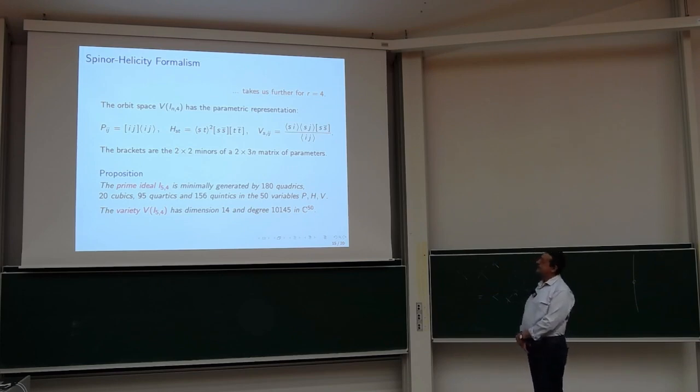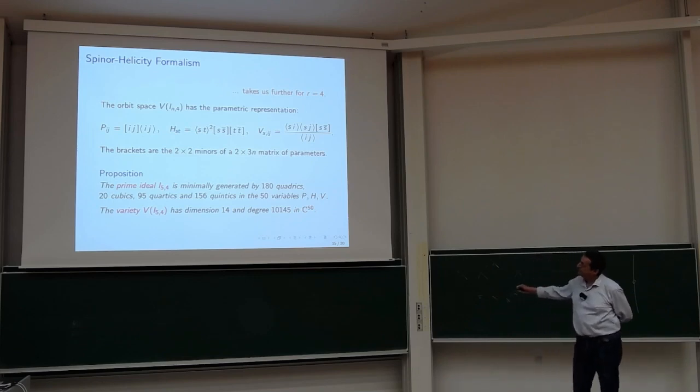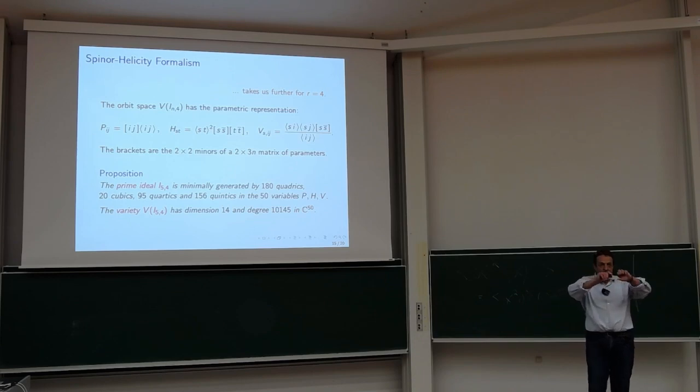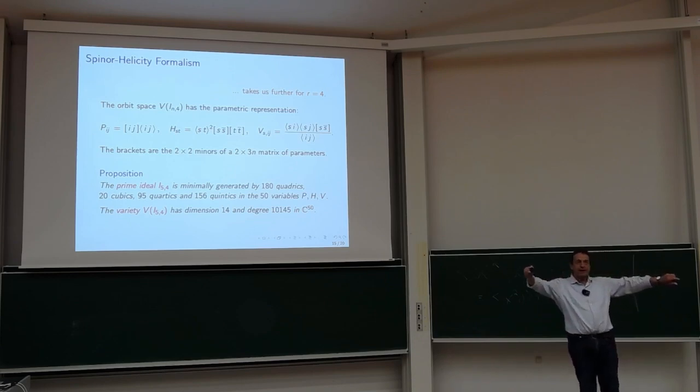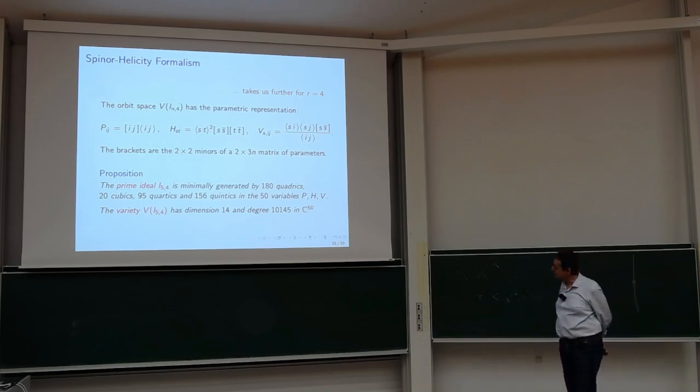Okay, what is the spinor helicity formalism? Well, it's a way of parametrizing this irreducible variety in a very clever way. What we're going to do is form a 2 by 3n matrix, a very skinny 2 by many matrix of parameters.